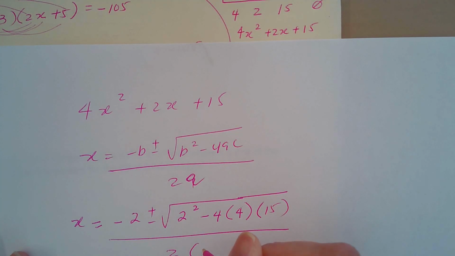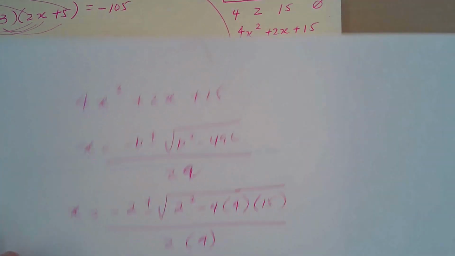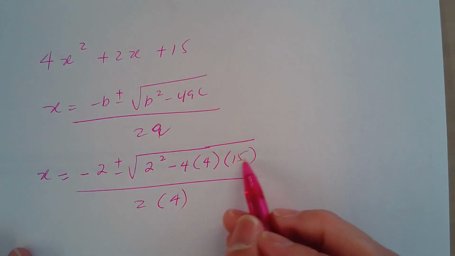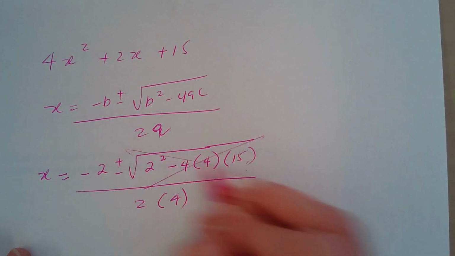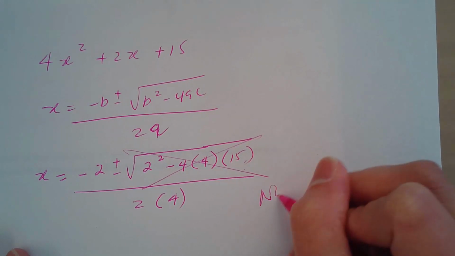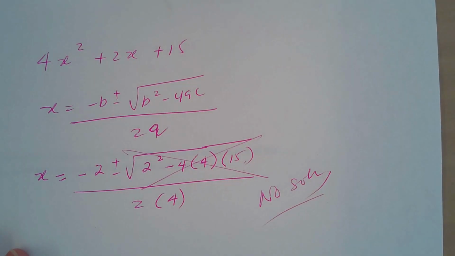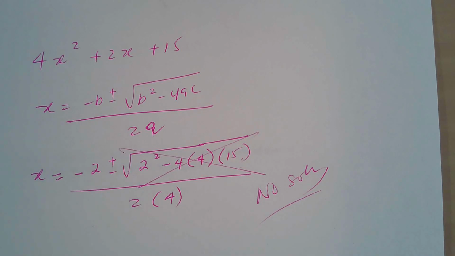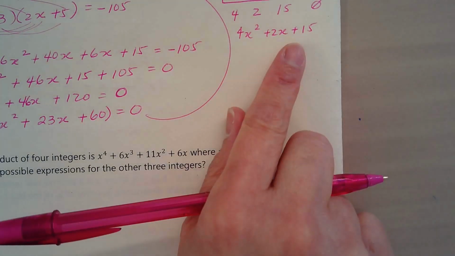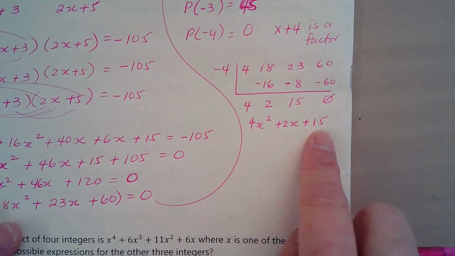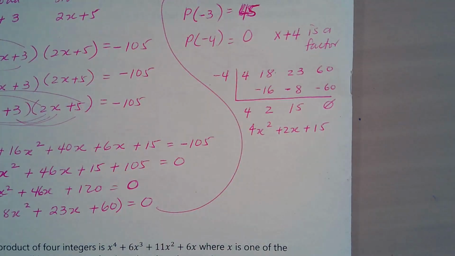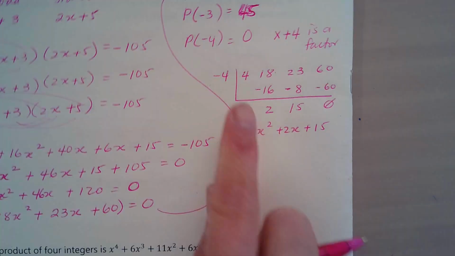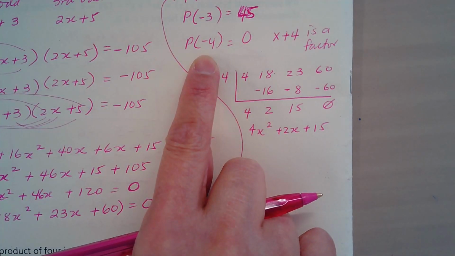It's negative. Do you see? The discriminant is negative. You're gonna end up with a discriminant that's negative. The discriminant is negative, that means no solution. So that's grade 11 stuff. So there's no more, this is not a factorable thing. There's no x value that will give us a 0 there. So the only thing is negative 4.